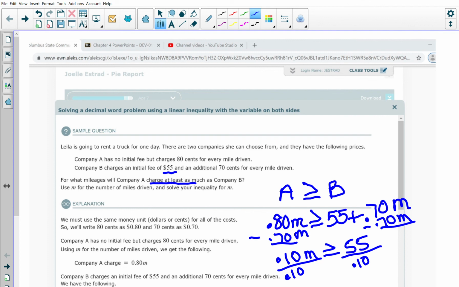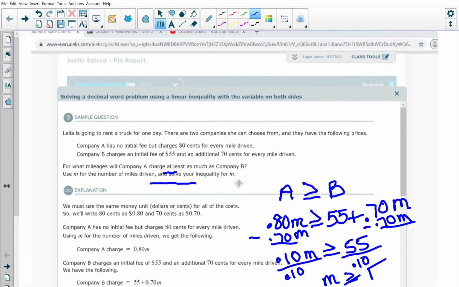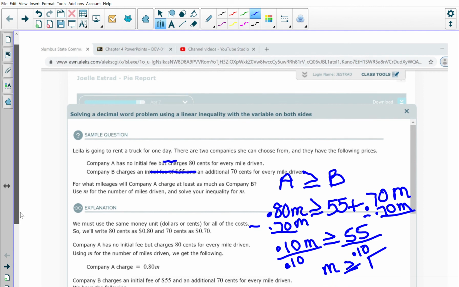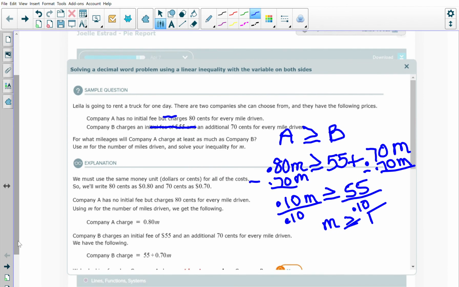Okay. So M is going to be, and if you take 55 and divide it by 0.1, you get 550. There we go. M is greater than or equal to 550 miles. It's going to be our answer.